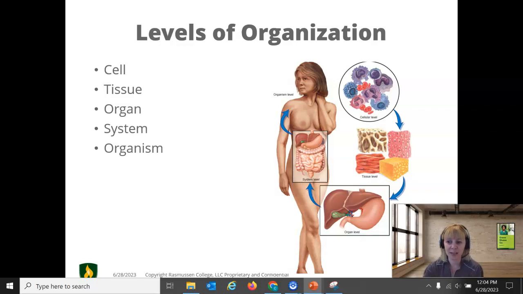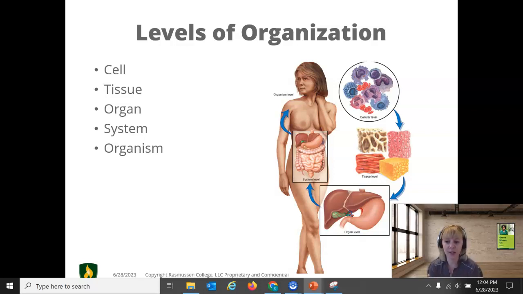A group of cells that perform a specialized activity are called tissues. There are more than 200 cell types, and they compose four major tissues of your body: epithelial, connective, muscle, and nervous tissue. When you have a group of tissues that work together, two or more tissues working together, they form an organ.